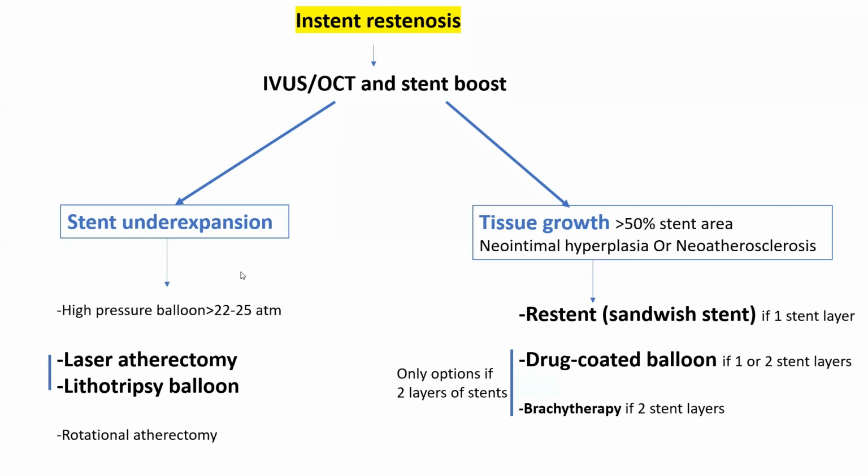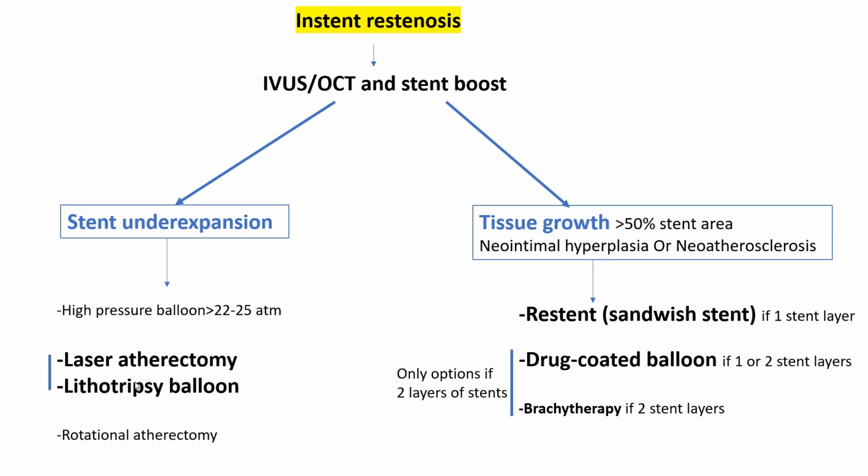And you define the two major mechanisms. Is it stent underexpansion or tissue growth? You also define whether they coexist. If it is a stent underexpansion, the first step is to do high pressure, non-compliant balloon dilatation at 22 to 25 atmospheres. Assuming this doesn't work, those are the two big treatments I want you to know for stent underexpansion: laser atherectomy and lithotripsy balloon.